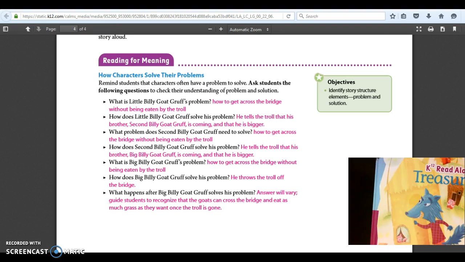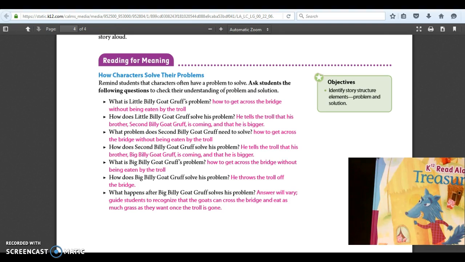Now, what is Big Billy Goat Gruff's problem? He needs to figure out how to get across the bridge without being eaten by the troll. How does Big Billy Goat Gruff solve his problem? He throws the troll off the bridge.